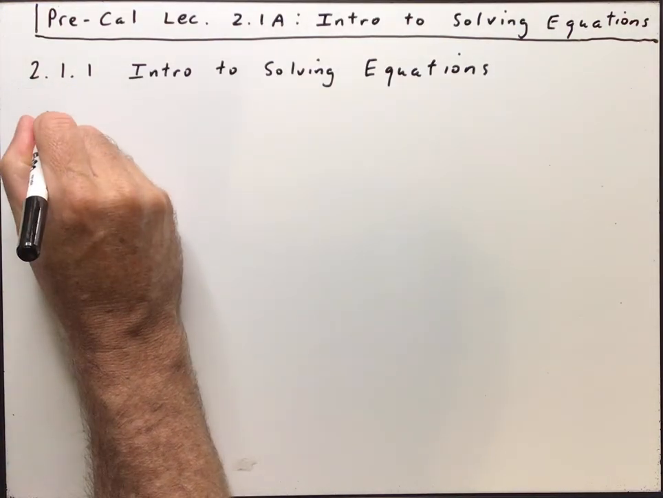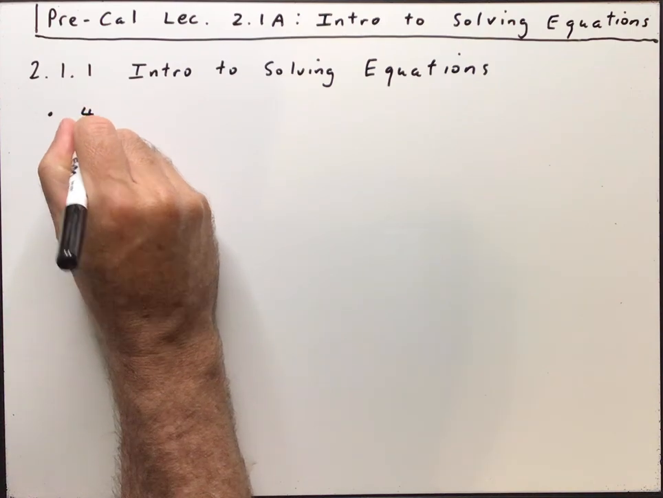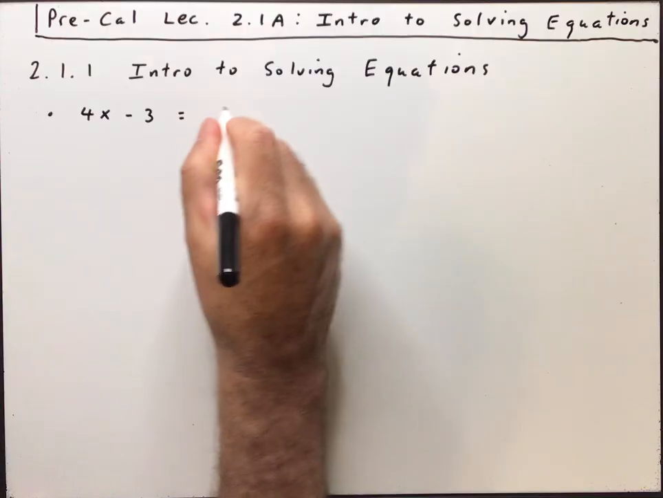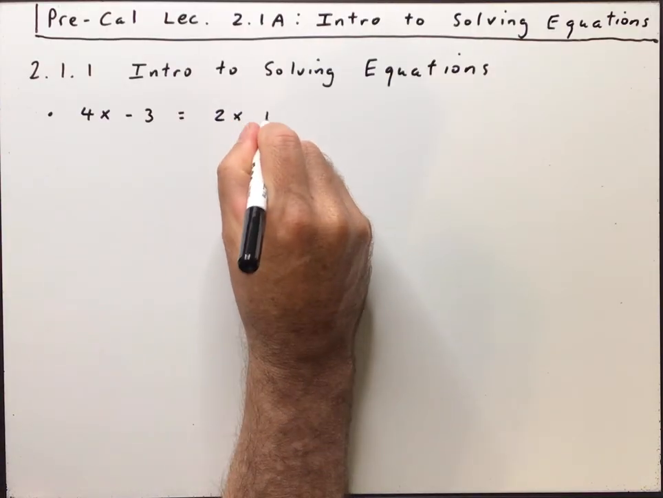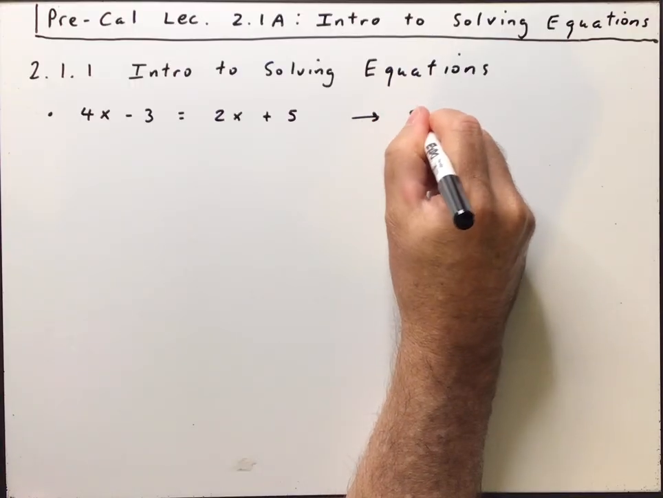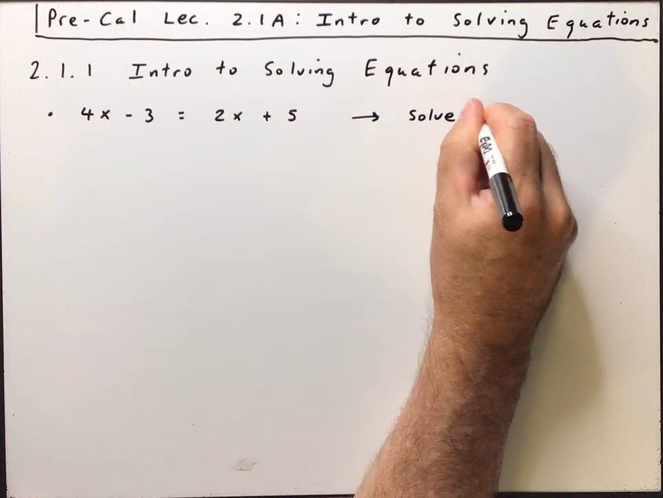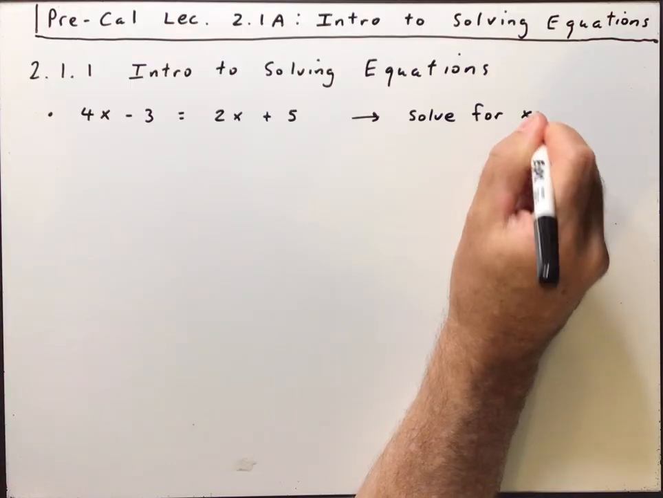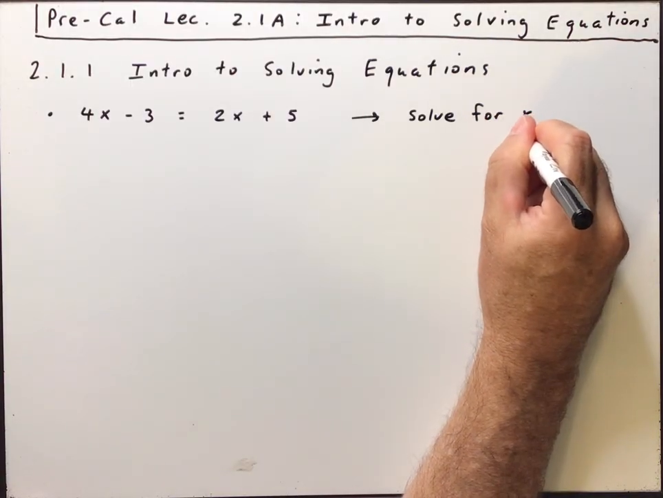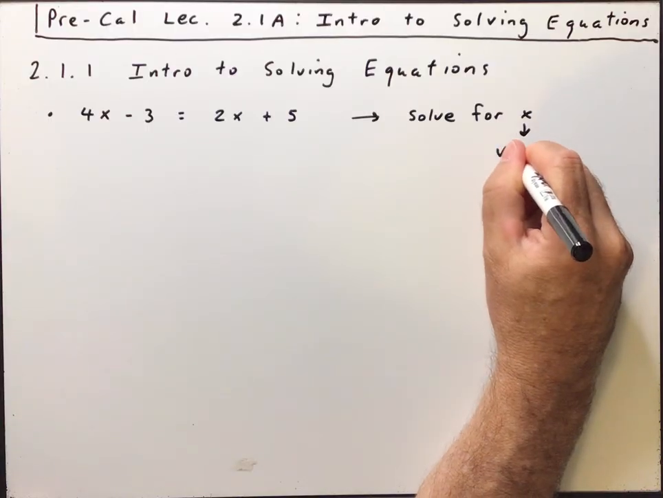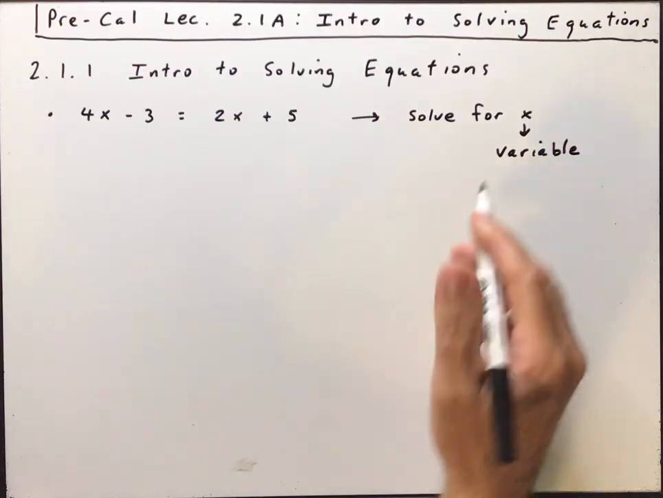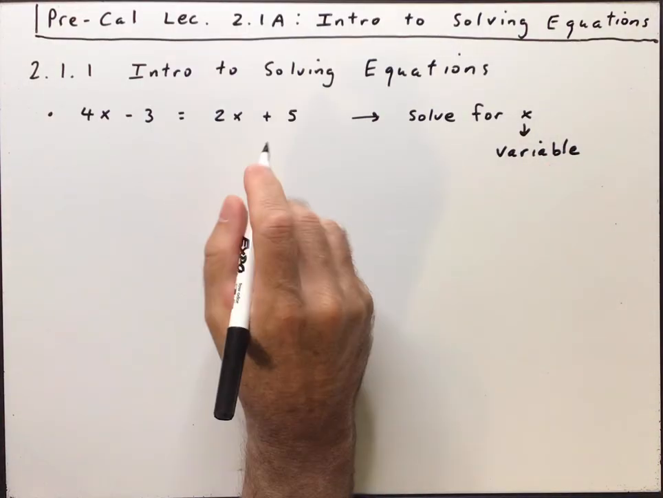So let's say we have this equation, 4x minus 3 is equal to 2x plus 5, and we want to solve for x. The term we use for x is a variable, meaning it can be different answers depending on the equation.